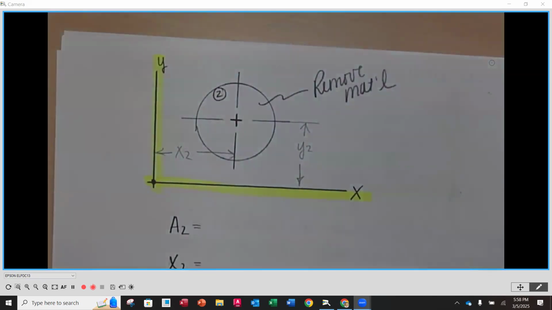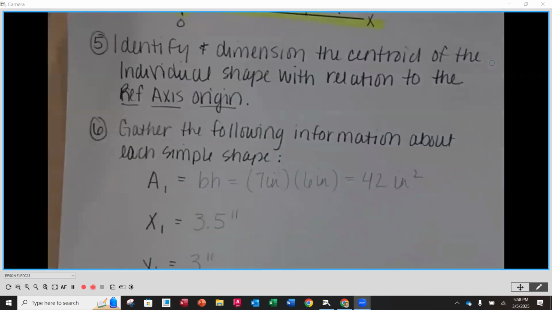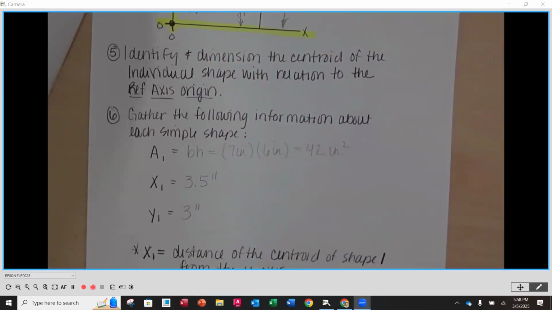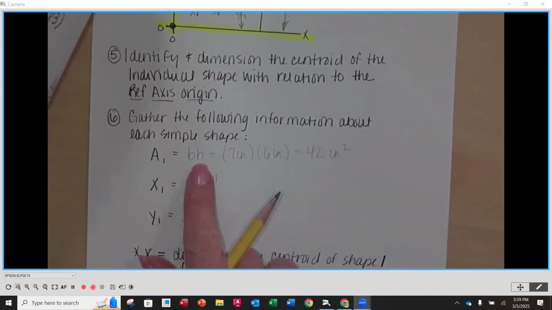Okay. Kelly, could you go back to the previous page real quick? I can. What do you need? I just wanted to make sure I had the correct equation written down for the A1. Oh yeah, base times height. It's a rectangle. Yep.